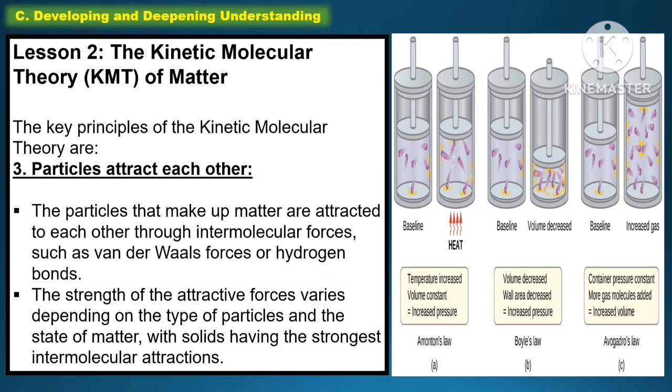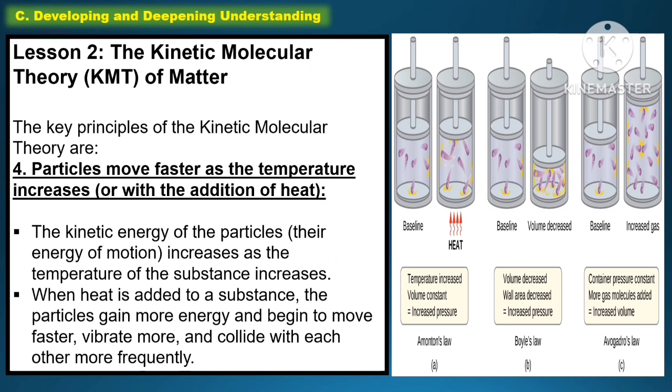The third key principle of kinetic molecular theory is that particles attract each other. The particles that make up matter are attracted to each other through intermolecular forces such as van der Waals forces or hydrogen bonds. The strength of the attractive forces varies depending on the type of particles and the state of matter, with solids having the strongest intermolecular attractions.